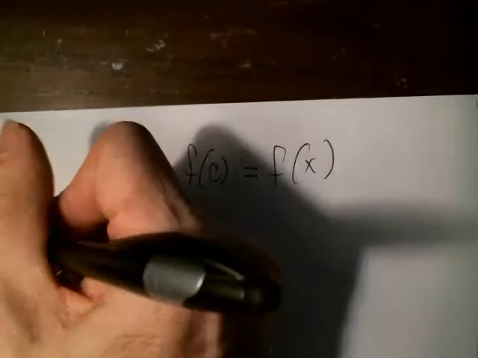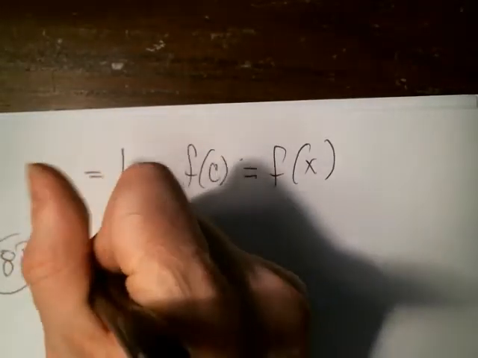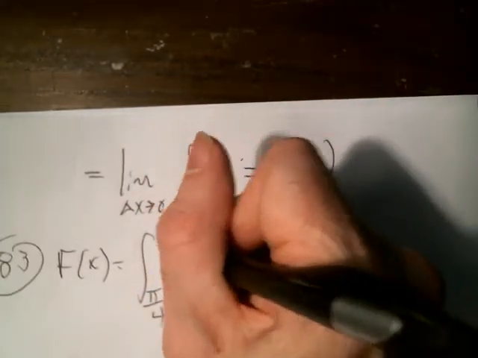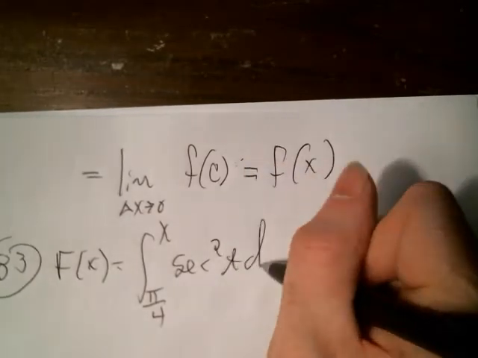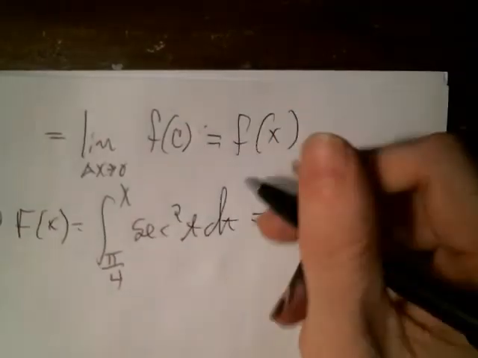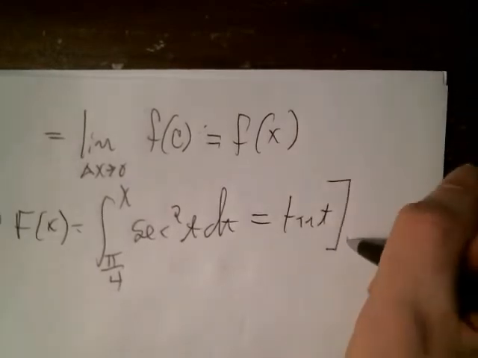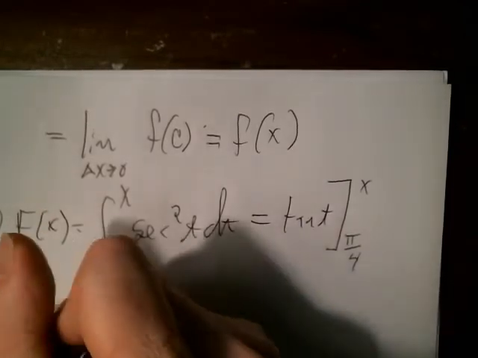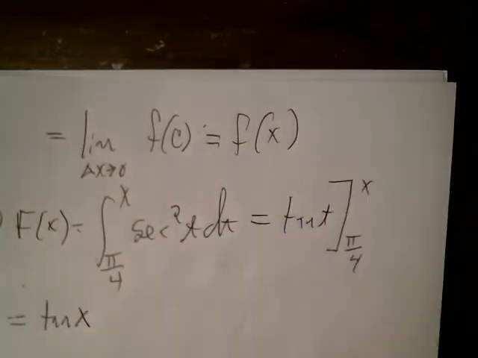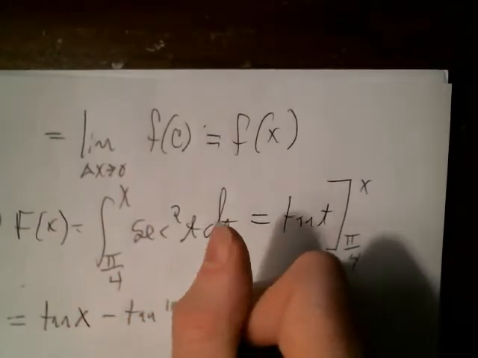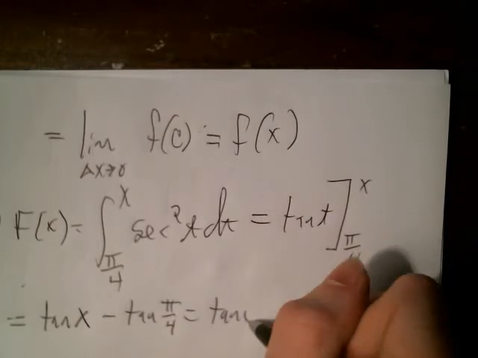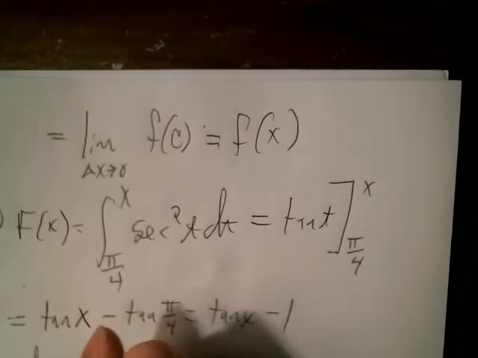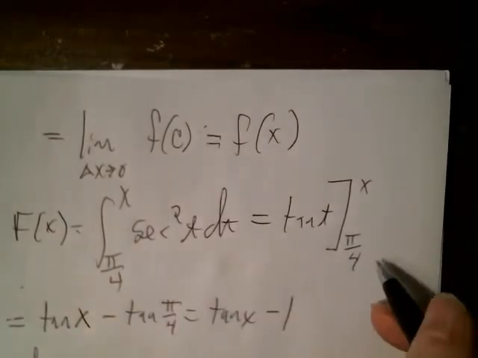So you get the basic fundamental theorem of calculus questions. Big F of x, figure out what that is. I'm integrating from pi over 4 to x of secant squared t dt. So the integral of secant squared we know is tangent. And then if we evaluate from pi over 4 to x, we're getting tan of x minus tan of pi over 4, which will be tan of x minus 1.